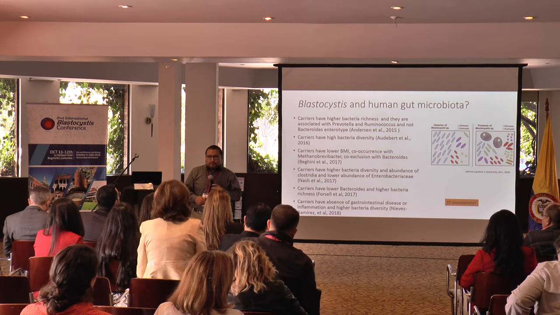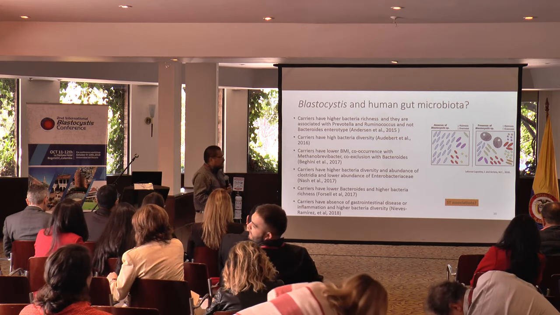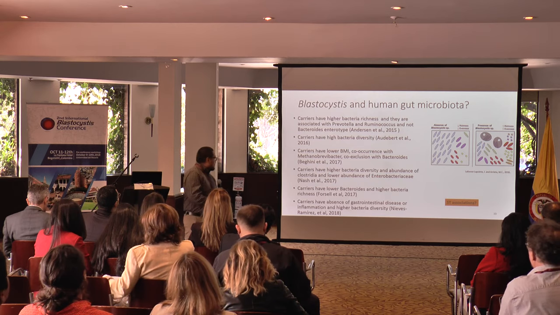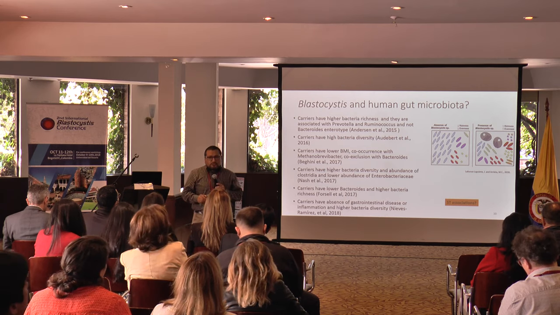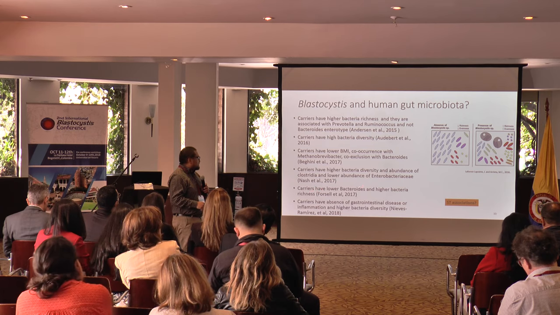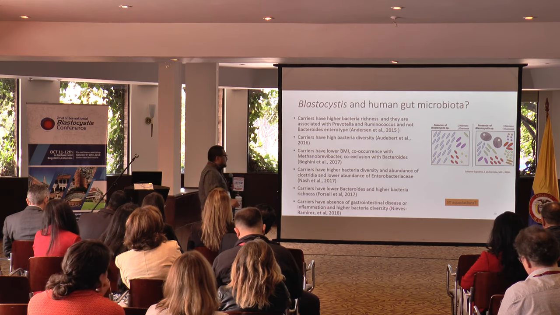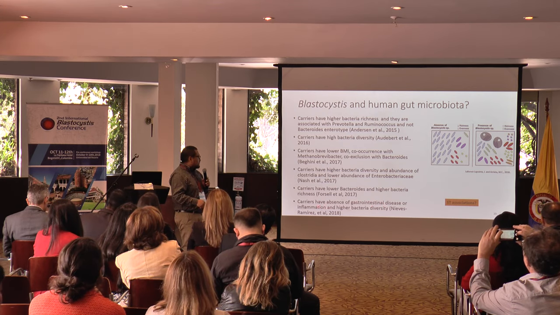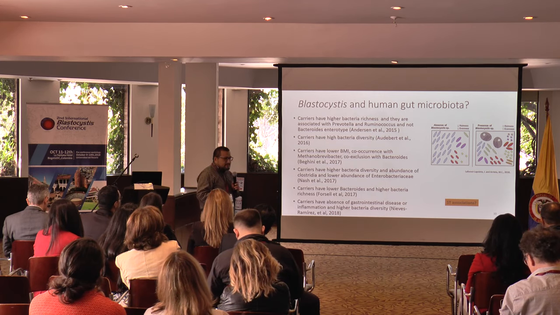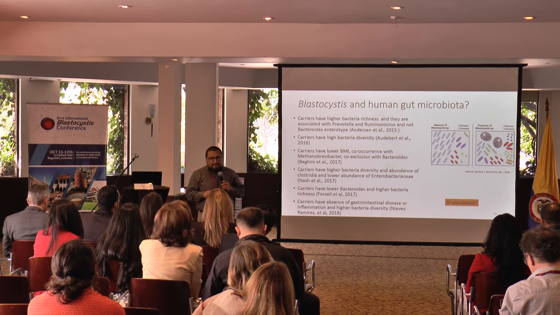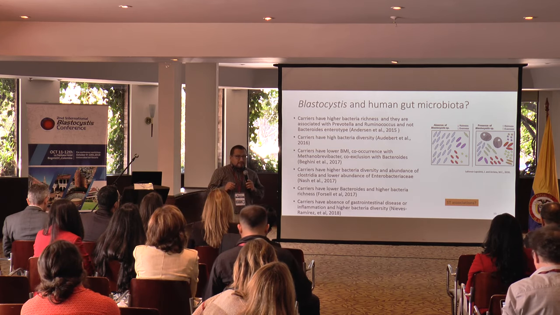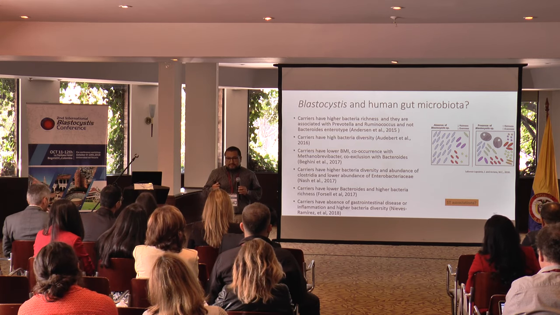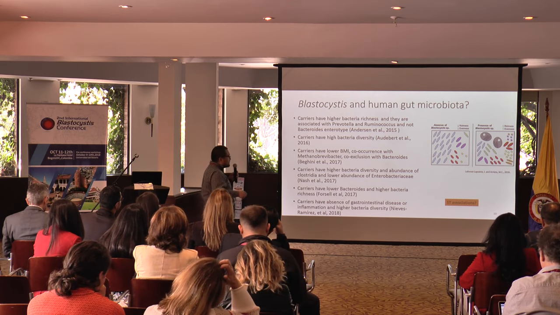Nash, using a cohort from the US, from the Human Gut Project, identified that carriers have higher bacterial diversity, a higher abundance of Clostridia, and a lower abundance of Enterobacteriaceae. Forsell, in a study from a small Swedish cohort of travelers, identified that carriers have lower Bacteroides and higher bacterial richness. And recently, a Mexican group, Nieves Ramirez, identified that carriers have an absence of gastrointestinal diseases or inflammation and higher bacterial diversity. I really like this paper because they were the first ones that measured calprotectin in samples positive for Blastocystis, and then they have information about local inflammation.